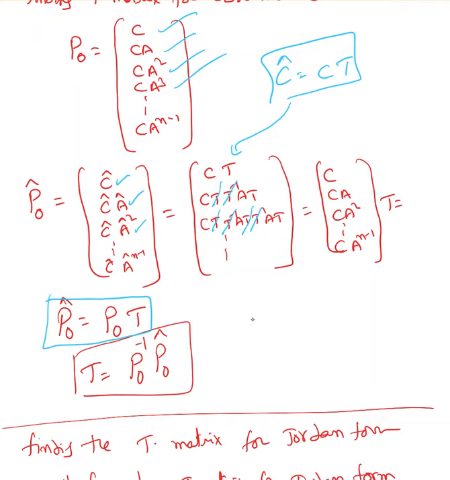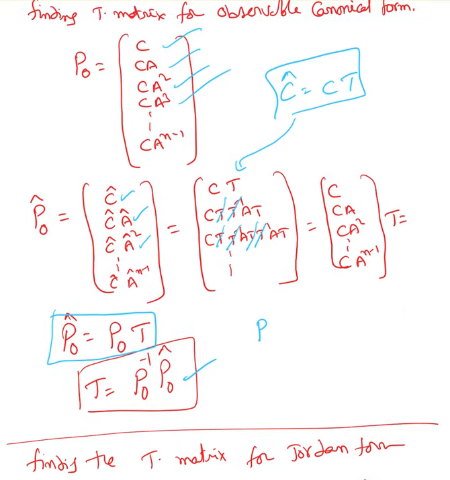So to get T, I'm going to multiply with P naught inverse. So T equal to P naught inverse times P naught hat. That's the state transformation matrix for the observable canonical form.